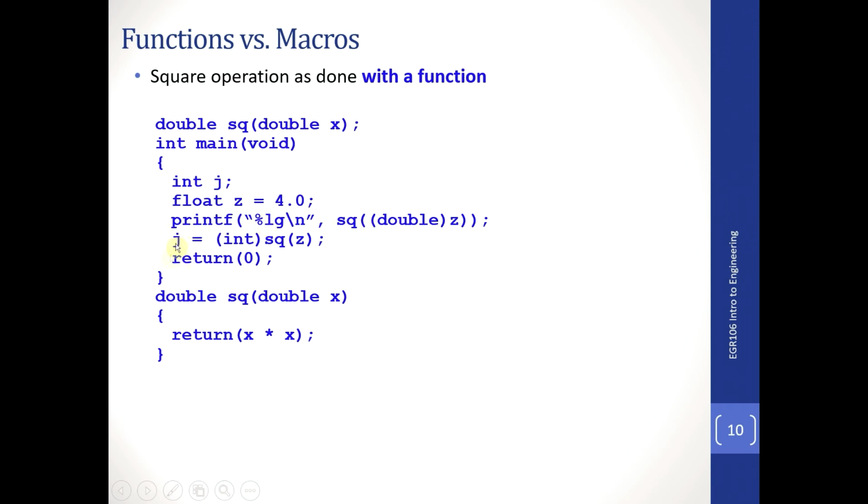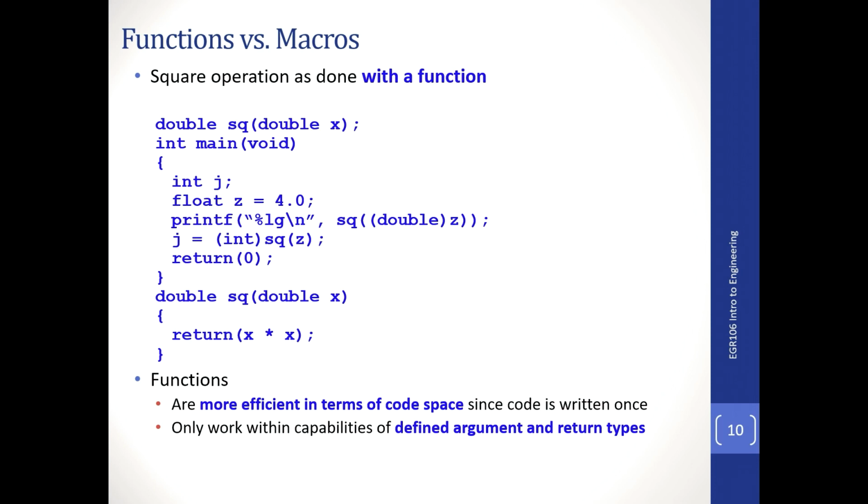I can see here j is an integer. I'm gonna run sq of z. So 4.0 again gets passed down, and 4.0 times 4.0 gets returned. I typecast that to an int because I know I'm saving it in an int. And then I return 0 and end my function. Okay, so that's everything that has to happen. That's a lot of jumping around for your compiler to have to do for something very, very simple.